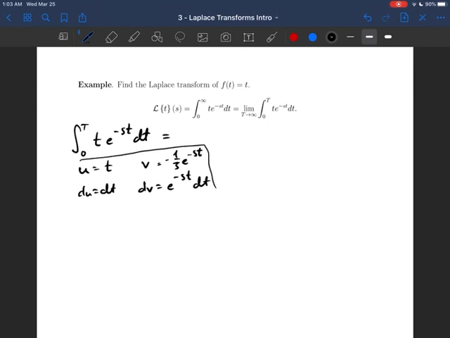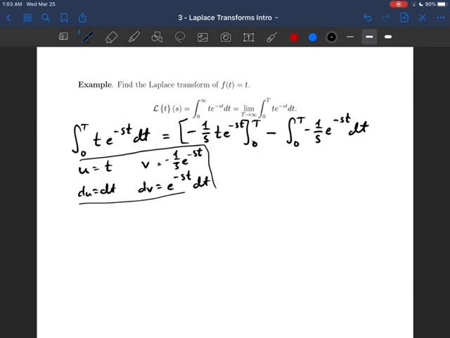All right, so that kind of gets sequestered away down there. Now when we plug it in, we have u times v, so minus 1 over s t e to the minus st. We have to remember, though, that this is a definite integral, so this goes from 0 to T. We have to evaluate it at the endpoints. Minus the integral from 0 to T of, now it's v du, so minus 1 over s e to the minus st dt. Great.